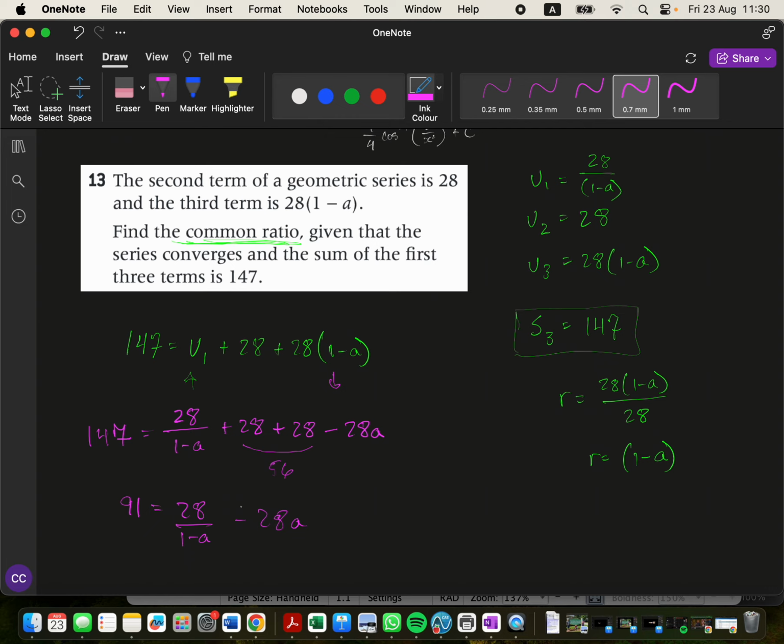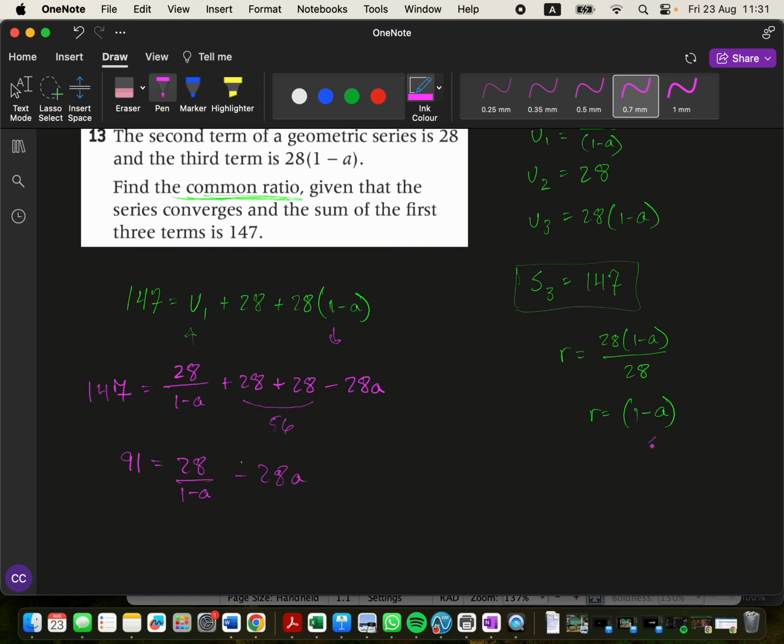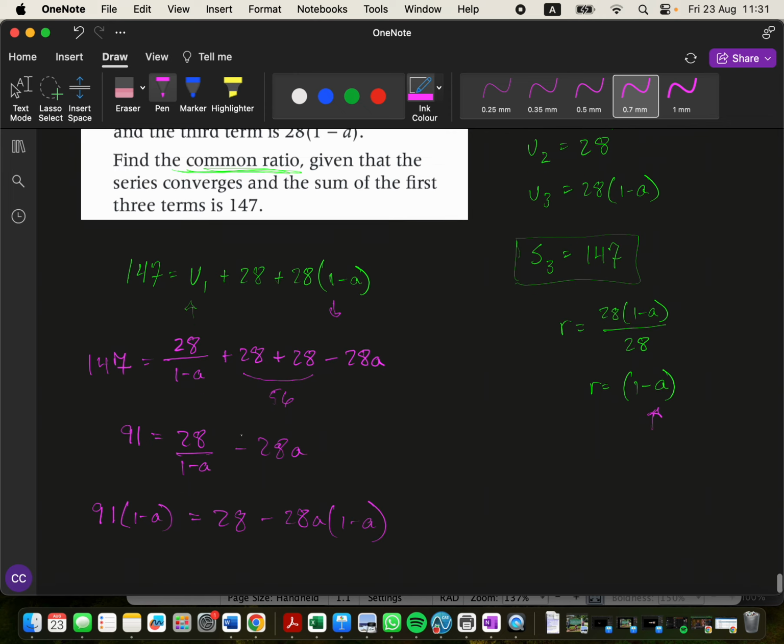Okay, well, I'm kind of on my way there. I've simplified it a bit. I've just got to solve to figure out what A is, so then I can use that here. So step one, when we have something in the denominator of a fraction, we are less than happy. So what we're going to do is I'm just going to multiply everything by 1 minus A. And that's going to give me 28 minus 28A times 1 minus A. Okay, we're kind of getting simpler.